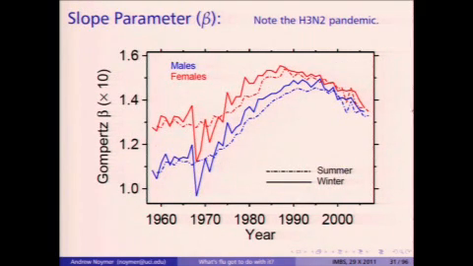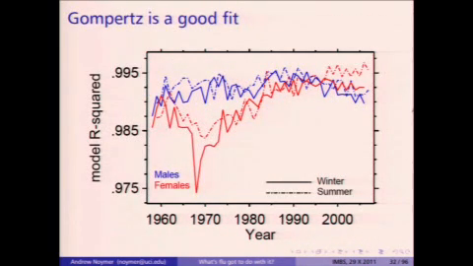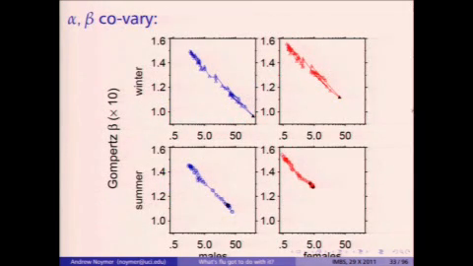We see something similar for the slope parameter. When the level parameter goes down, the slope parameter goes up. Summers and winters are pretty similar, and the 68 pandemic had a very unusual slope parameter. Gompertz is quite a good fit. Justin, this was your idea to plot the R-squared this way. I don't know if you remember, but you told me when you looked at my poster. Even in this year, the Hong Kong flu, which is not a good fit, we have an R-squared still of over 97%, and usually it's over 99%. So the Gompertz is a good fit to the flu data.